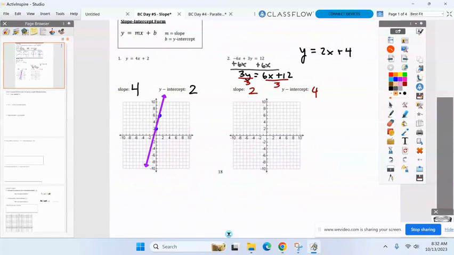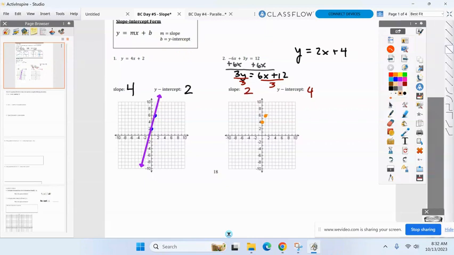1, 2, 3, 4. And then up 2 over 1. You want to graph more points? Go ahead, but we only need 2. Okay, all good. All right, now here's where I need you guys to be today.